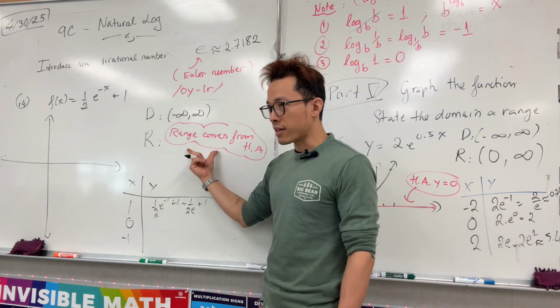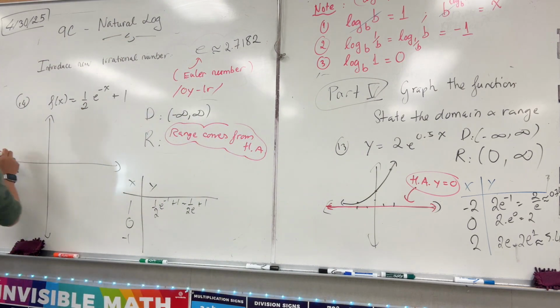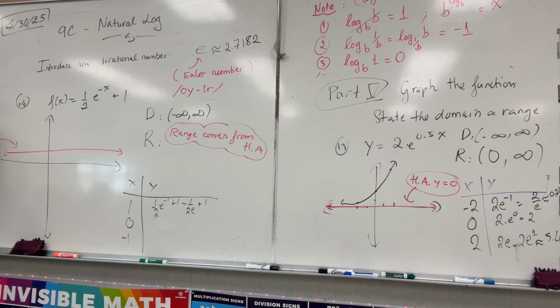So now can you answer the range already? Is that above the 1 or below the 1? You know what I mean? So HA is y equal to 1, right? This one, y equal to 1, is going to help you find the range. My question is, is the graph going to be above the y equal to 1 or below the y equal to 1? Below or above? You still don't know?